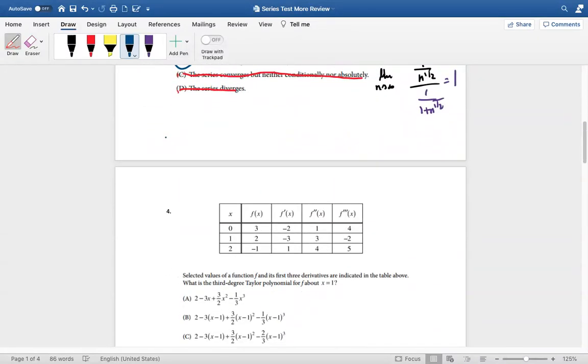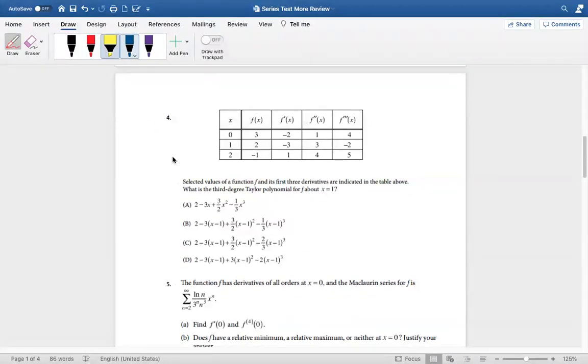All right, let's look at number 4. Number 4 is giving me a table, selected values, first 3 derivatives, third degree Taylor polynomial about the center 1. So I don't think I'm going to deal with the 0 and the 2, right? Taylor's formula says, and third degree doesn't always go with third order, but it does when you haven't manipulated anything. So anyway, it's the original function, right? Then derivative evaluated at the center.